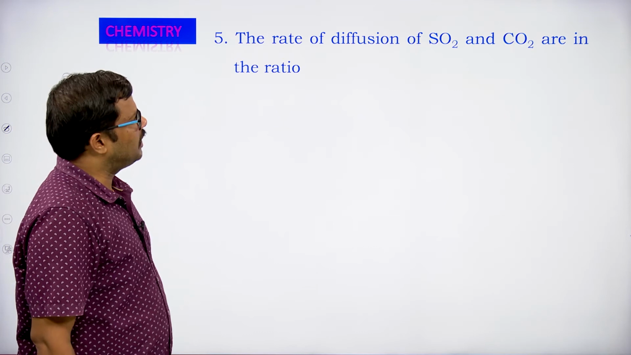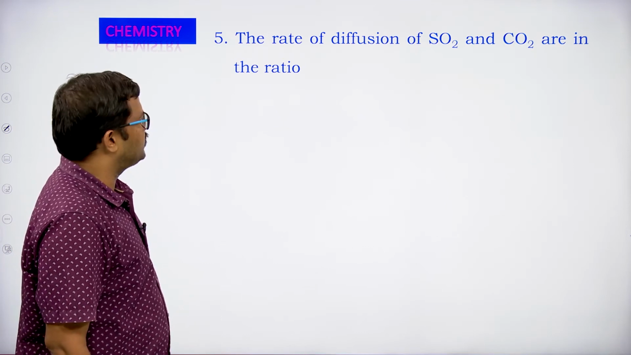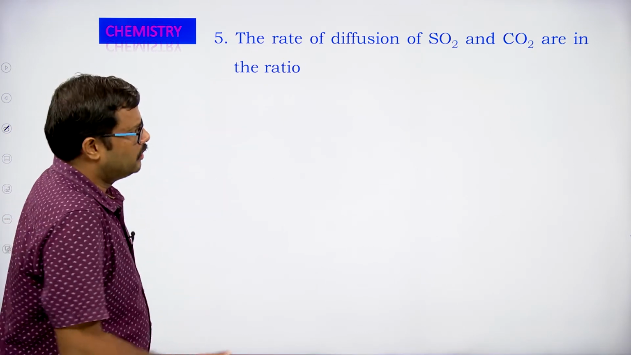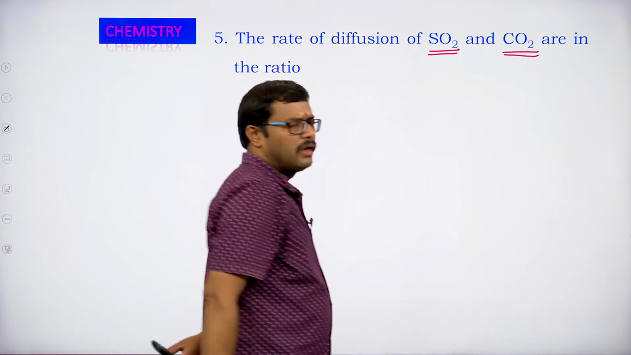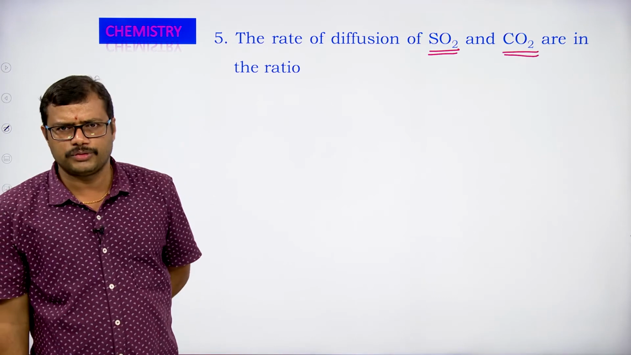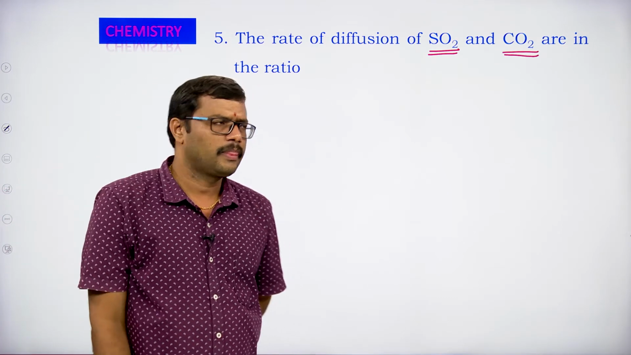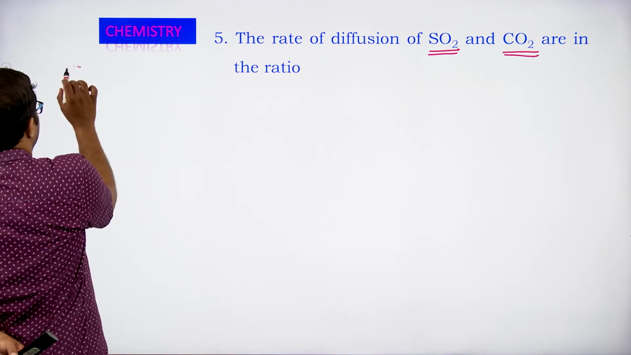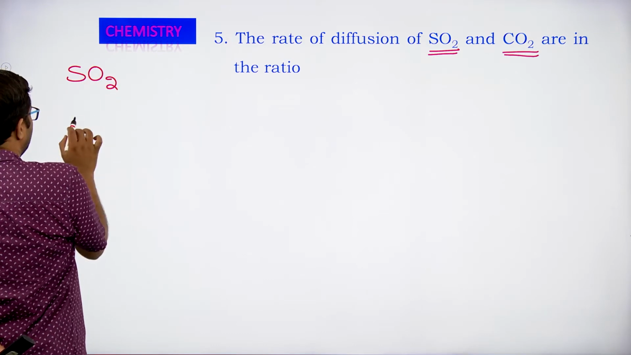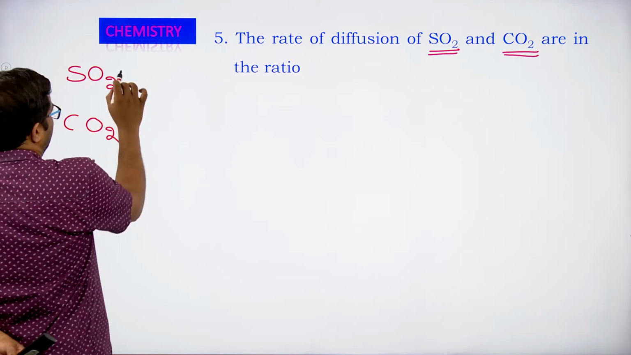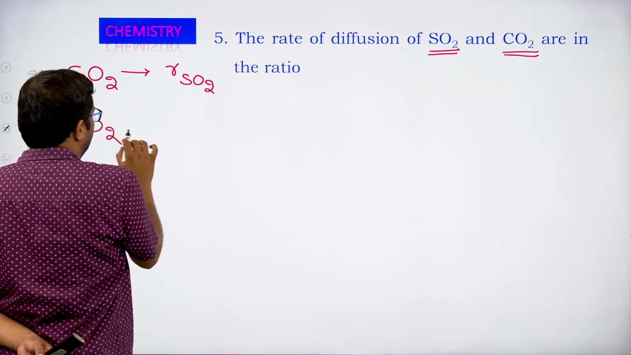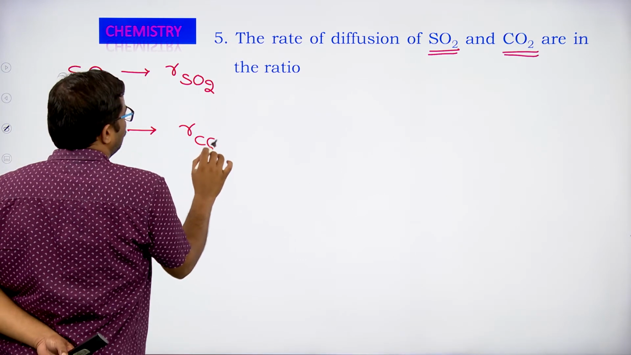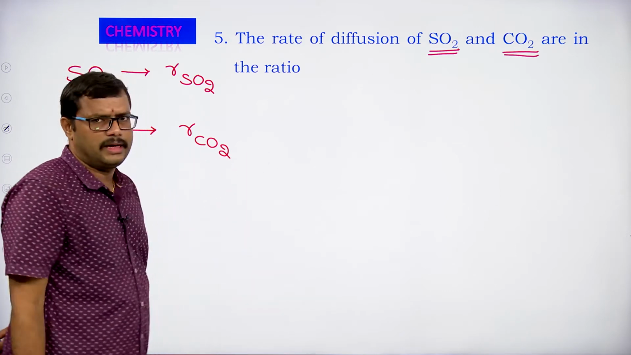Yeah, the rates of diffusion of sulfur dioxide and carbon dioxide are in the ratio. So they have given the two gases, sulfur dioxide and carbon dioxide. We have to calculate the rates of diffusion and give the answer. So we know that in the case of sulfur dioxide and carbon dioxide, let us say R SO2 is the rate of diffusion of sulfur dioxide, R CO2 is the rate of diffusion of carbon dioxide.